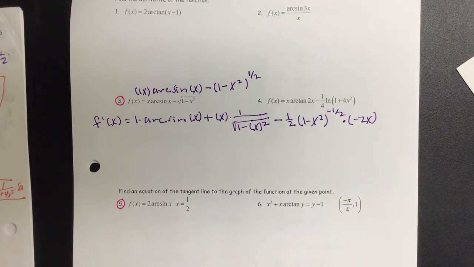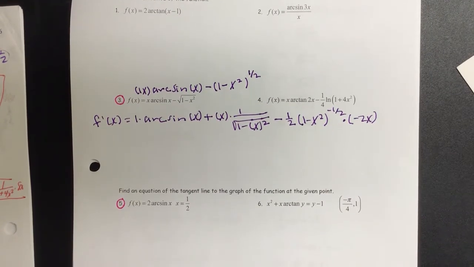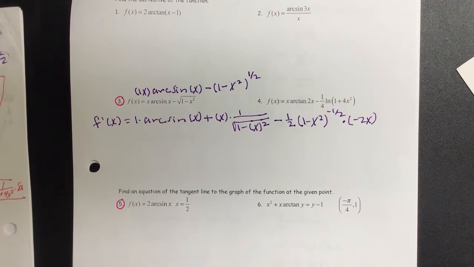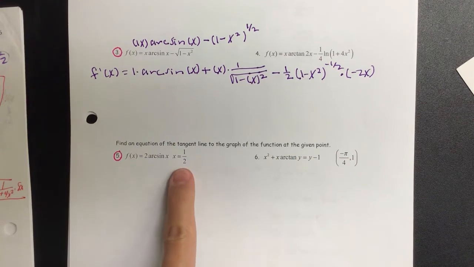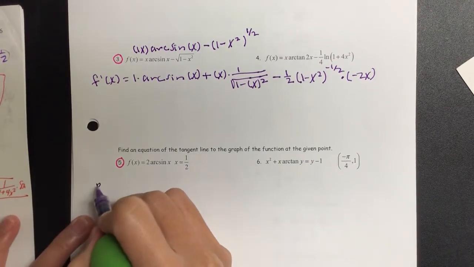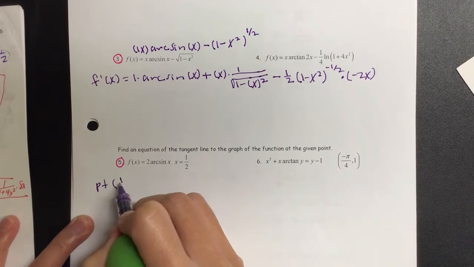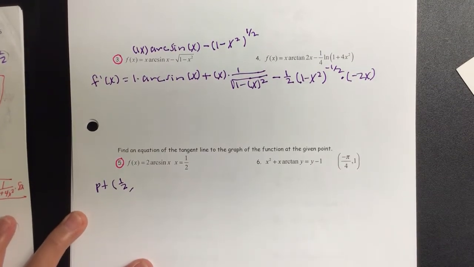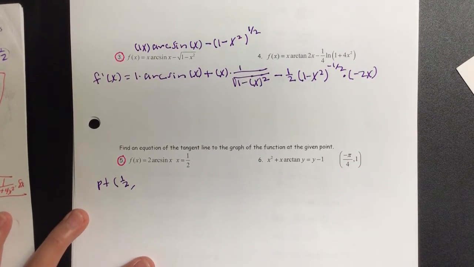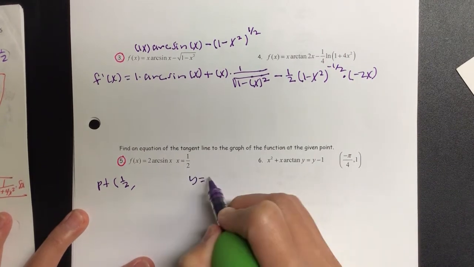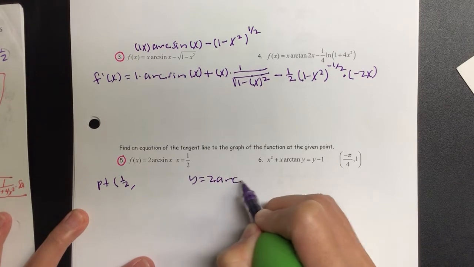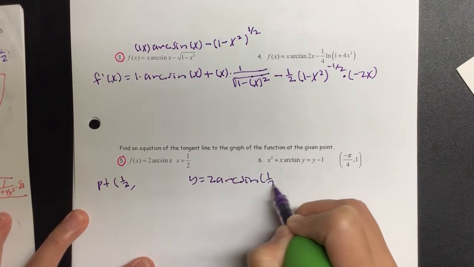Okay, let's go on to number 5. Okay, on number 5, it says to write the equation of a tangent line. Notice the x-coordinate is given. So let's write out, we need a point. 1/2 is given to us. To find the y-coordinate, we need to plug it back in. So when I plug it back in here, we get y is equal to 2 times the arcsine of 1/2.